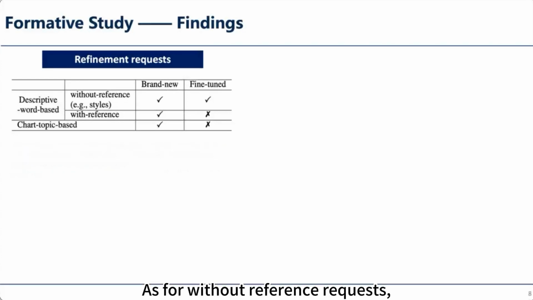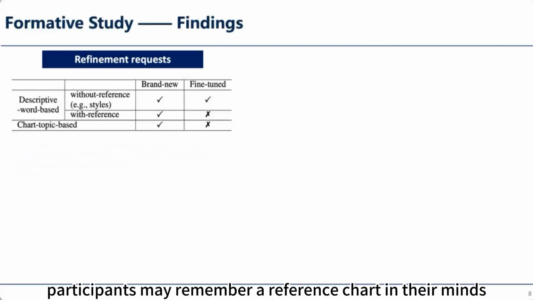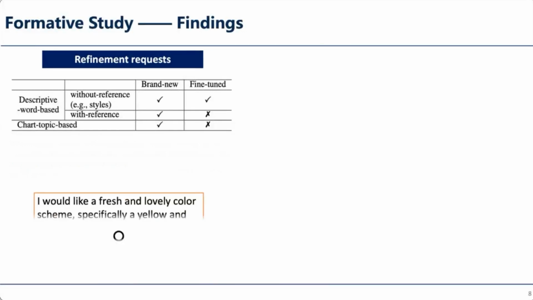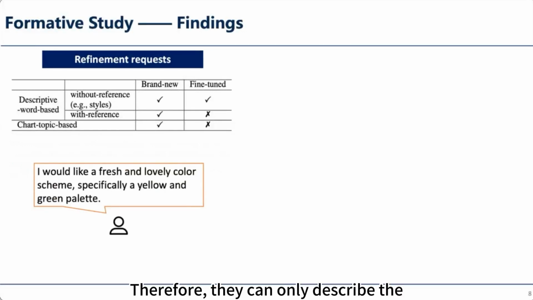As for with reference requests, participants may remember a reference chart in their minds but cannot find it. Therefore, they can only describe the reference in natural language. When having such requests, the participants sought to gain a brand new set of color palettes.